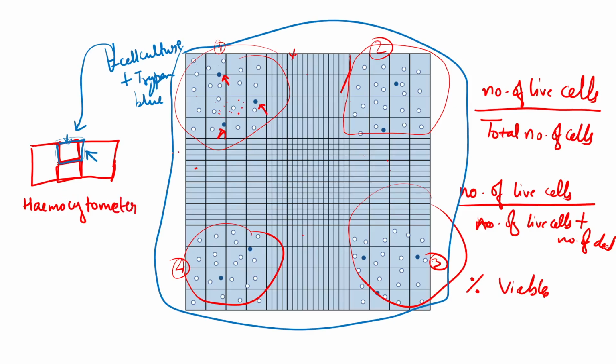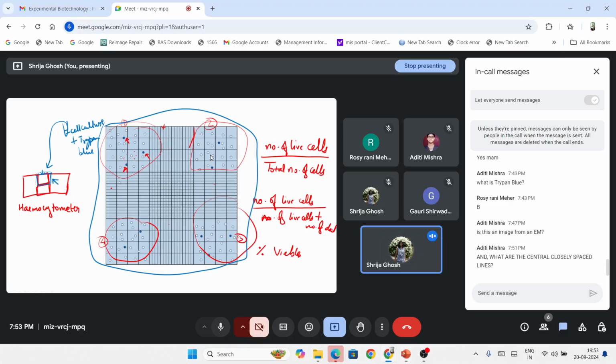It is used for cell counting. Depending on the type of cell, different grids are used. Mostly in cell culture technique, these four grids labeled by red color are used.